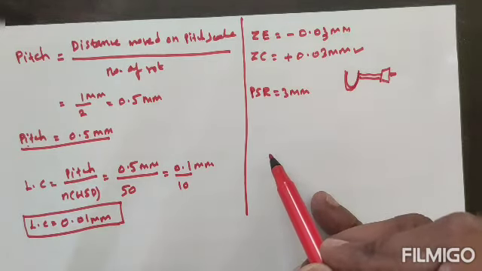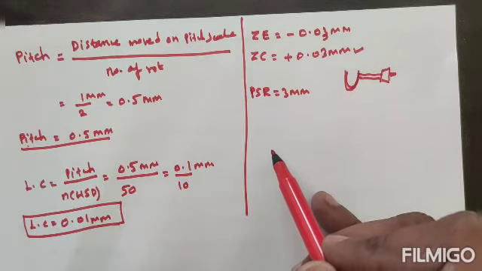And the number of circular scale divisions in line with the main scale.